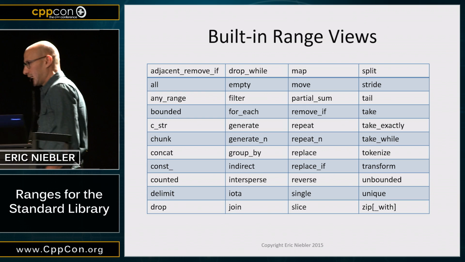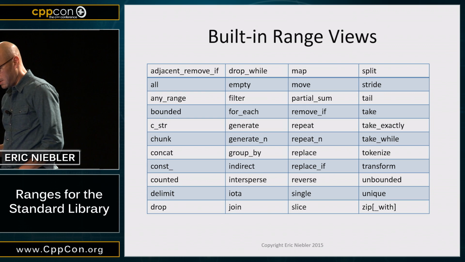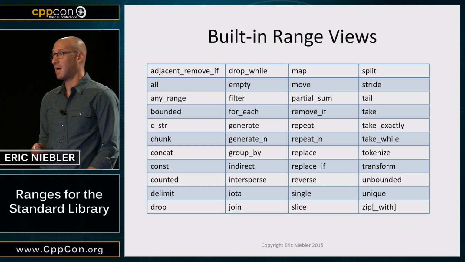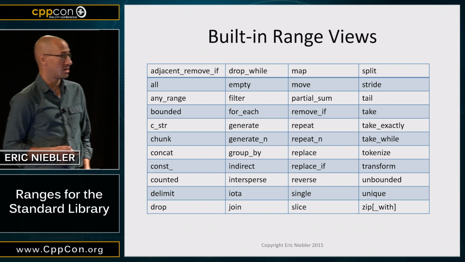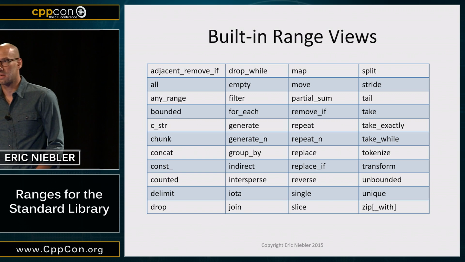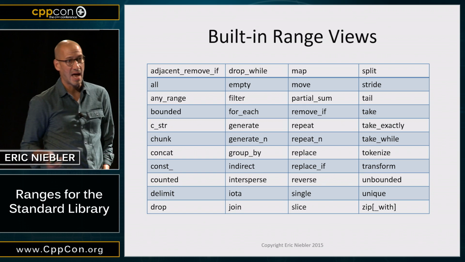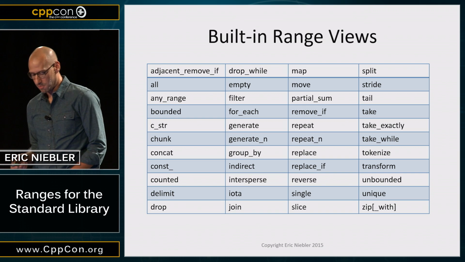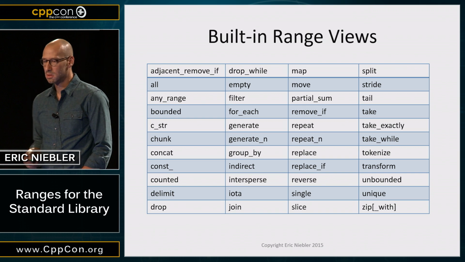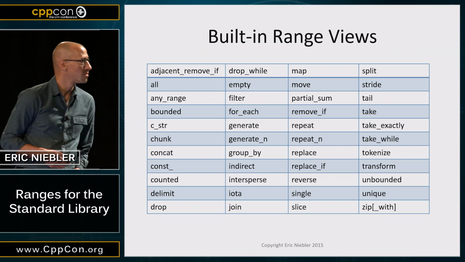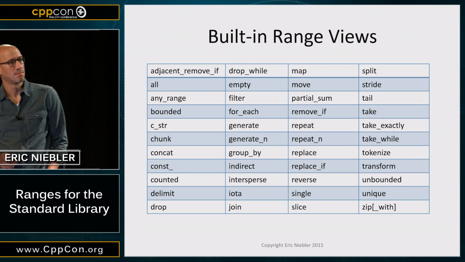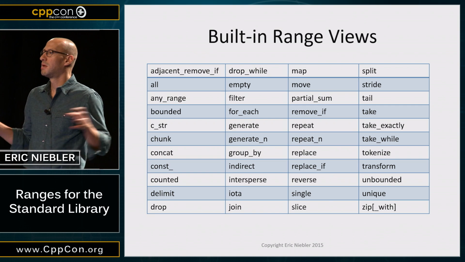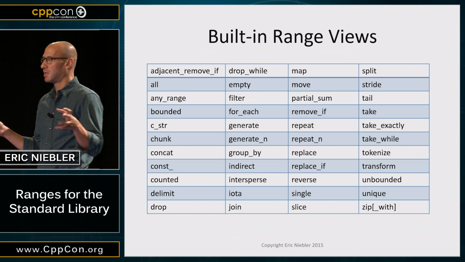So like I said, I'm hoping to get a lot of this stuff into the standard. These are the ones that are in the range v3 library today. These are built-in adapters that you can just use out of the box. Things that you might expect to find, like concatenate ranges and delimit ranges with either a predicate or a sentinel value. So the idea is that you should have this toolbox of range adapters at your disposal, things that you could just plug and play with.